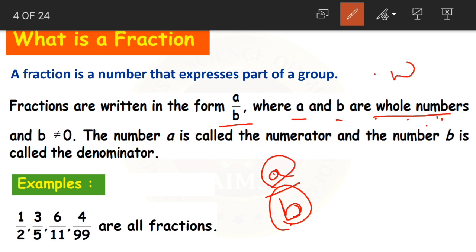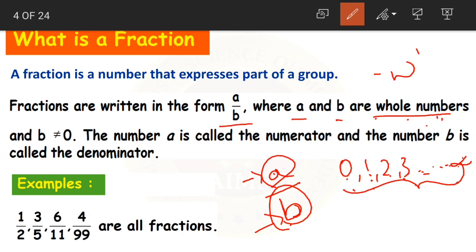Whole numbers are represented by the letter W, and they include 0 along with the counting numbers or natural numbers. So the numbers 0, 1, 2, 3 and so on till infinity form the whole numbers. So a and b are whole numbers.